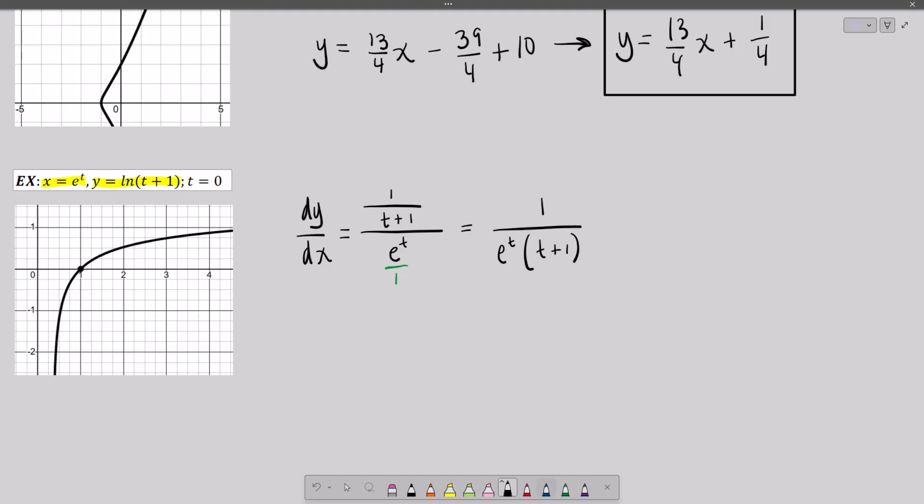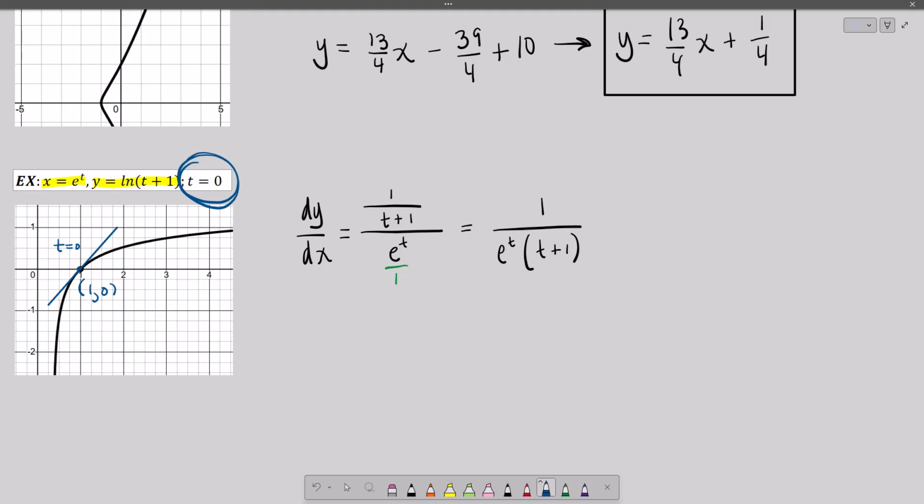So we look at our curve. We didn't graph this. This graph's given to us right now. But we can figure out where we are in the graph when t is 0. If we plug in t equals 0, for the x coordinate, e to the 0 is 1. Plug in a 0 here, we get natural log of 1, which is 0. So this is where we are when t equals 0. And the tangent line is going to look sort of like that.